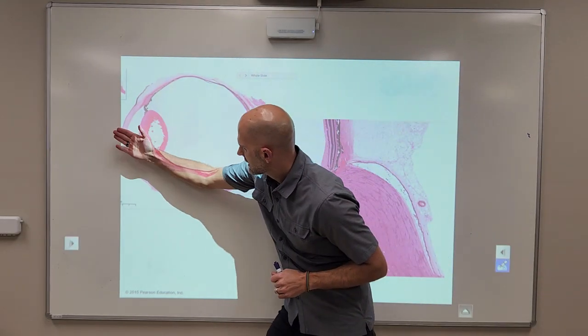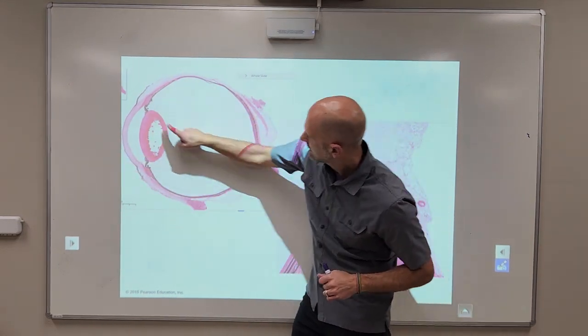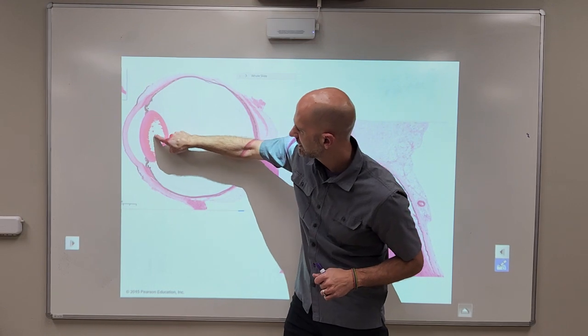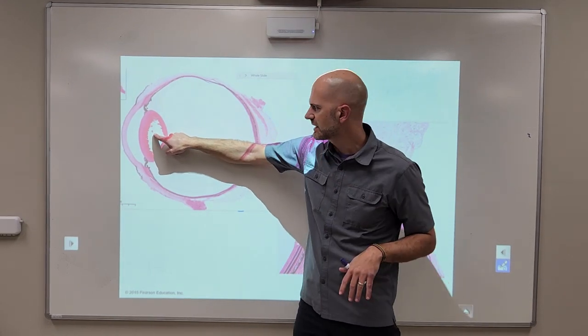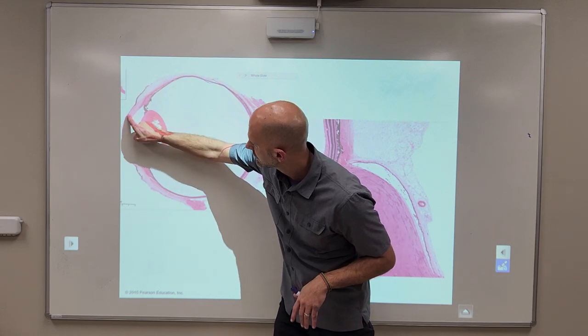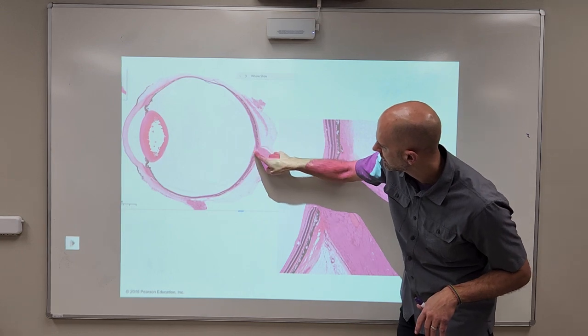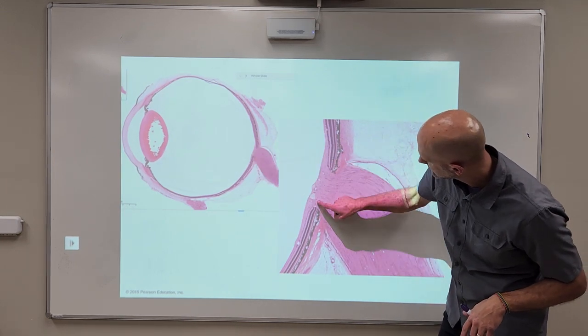This is a sagittal section through the human eye. This is the eye. Here's the lens. Part of the lens here has been scraped out due to processing. This should all be dark pink. This is the anterior chamber. Here's the cornea. This is the sclera. Here's the optic nerve. If you zoom in here at the optic disc, we can see this here.